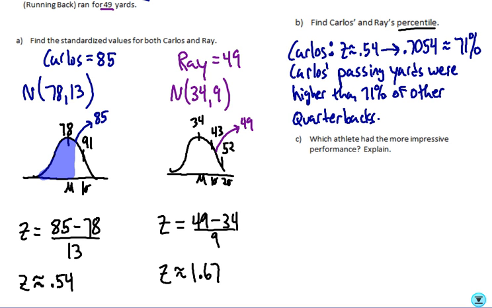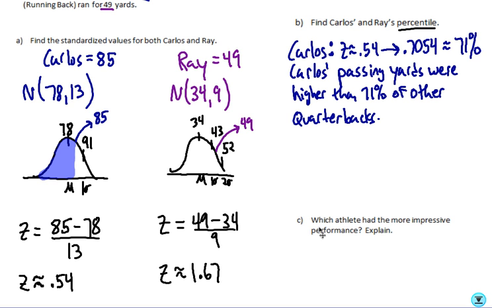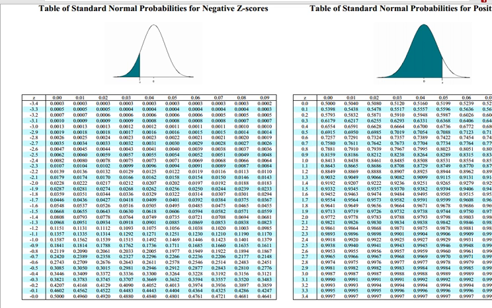But we want to see how did Ray do? So how does Ray do compared to other running backs? So let's compare Ray. So Ray had a score of 1.67. So his z-score is approximately 1.67, which means that he did almost 2 standard deviations higher than the average. So let's go to our table and see what that translates to. So we're looking for 1.67. So here's 1.6, and then I'm going to slide over till I get to the 7.